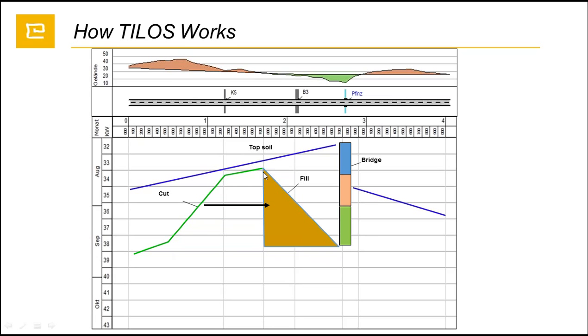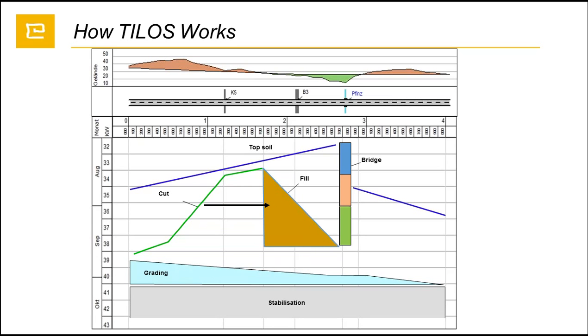It might be any different shape. No problem with it. It's possible. So we are blocking this area in order to show that we cannot perform the work until we finish the filling activity. Next, we have a grading and a stabilization. So this is mainly how the TILOS works.